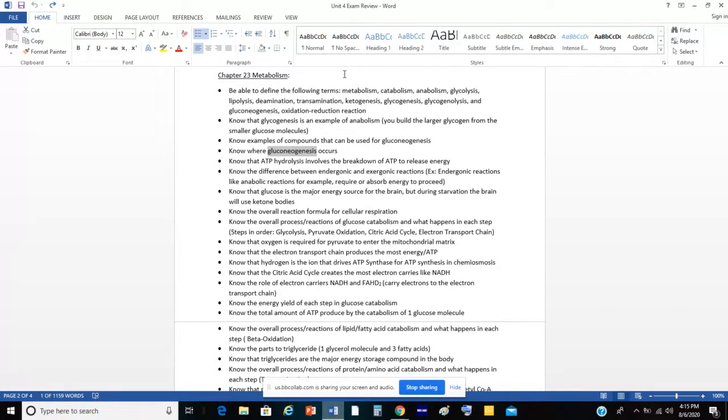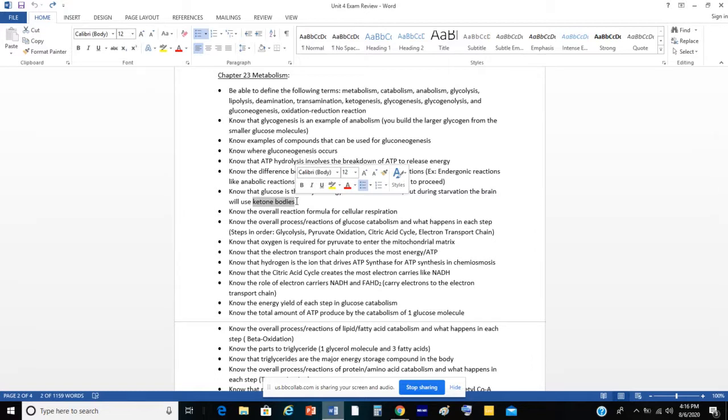Keep going. Not all of these are things you need to answer. Some of them are just things you need to know, like the next one. You just got to know that ATP hydrolysis is the breakdown of ATP for energy. Whenever you hear ATP hydrolysis, think you're breaking ATP down for energy. We talked about endergonic and exergonic reactions already. You just got to know that sugar, glucose, is the major energy source for the brain. But if sugar is not around, like in the event of starvation, the brain will use ketone bodies. We'll see this when we talk about fat breakdown.